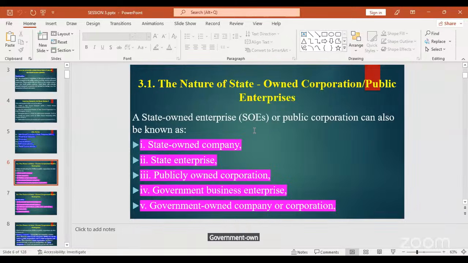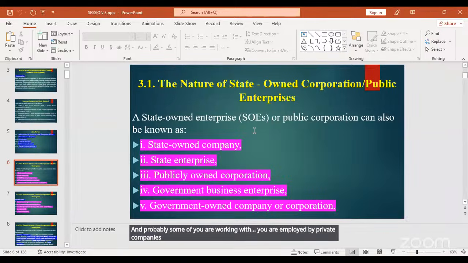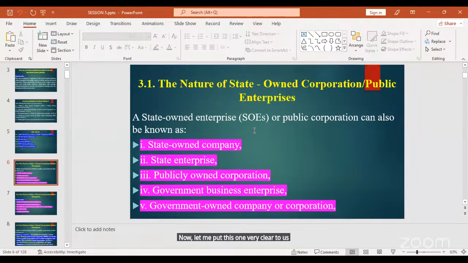government-owned company or corporation. Now, before we move on, let me offer you some quick clarification. Some of you probably are working with government, maybe federal government, state or local government. And probably some of you are employed by private companies. Now, let me put this very clear to us. Private companies essentially go after profit. They want to make profit.